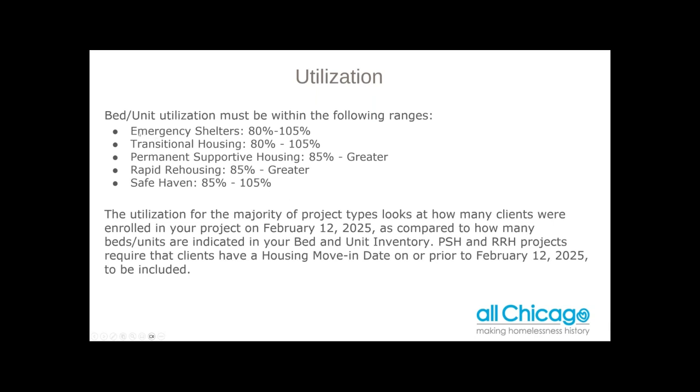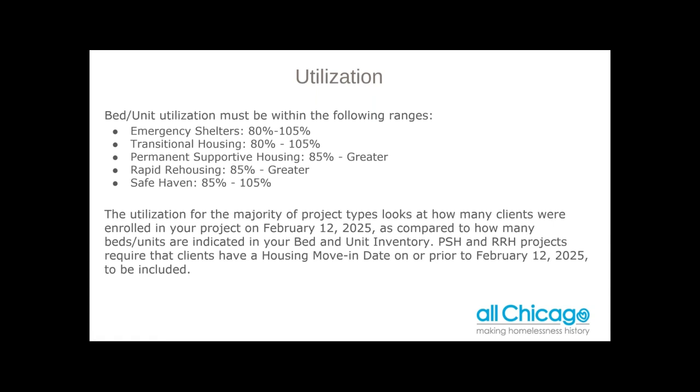For project types emergency shelter, transitional housing, and safe haven, the clients that are being pulled in are going to be one-to-one with the clients that were enrolled in your project during this reporting range, or on the date of February 12, 2025. So all the clients that are in your project on that date are going to get pulled into utilization.